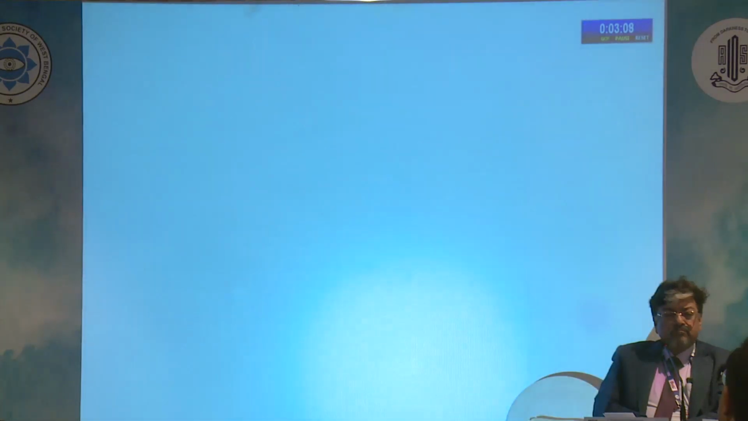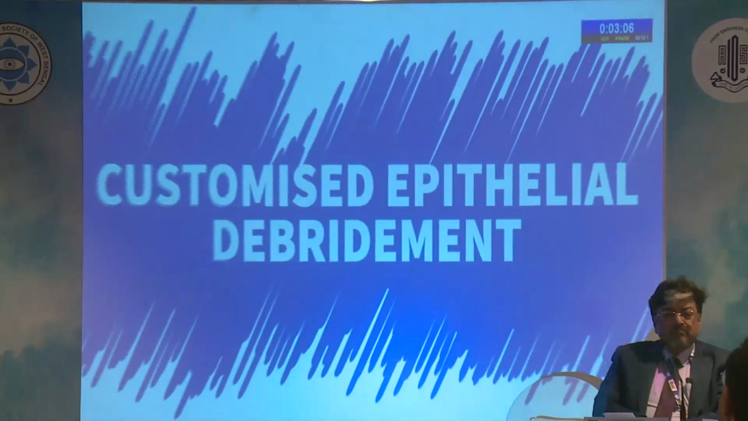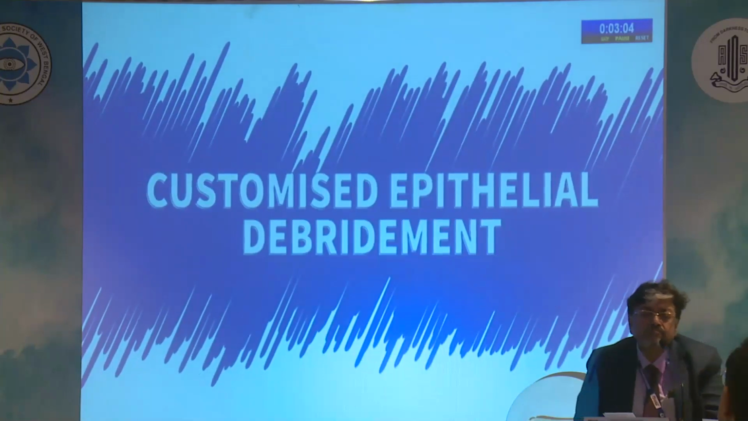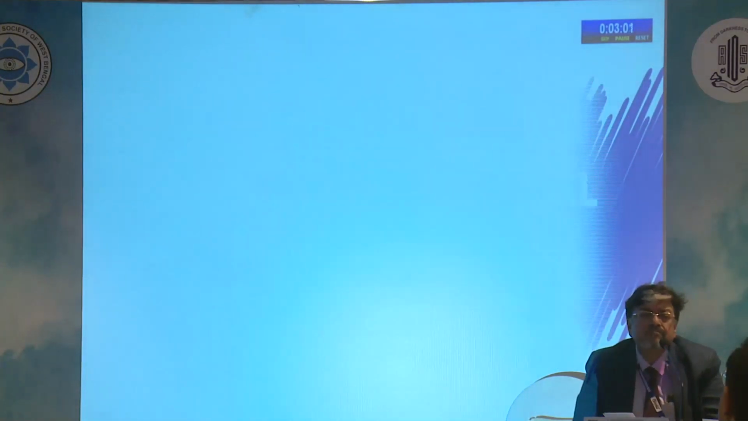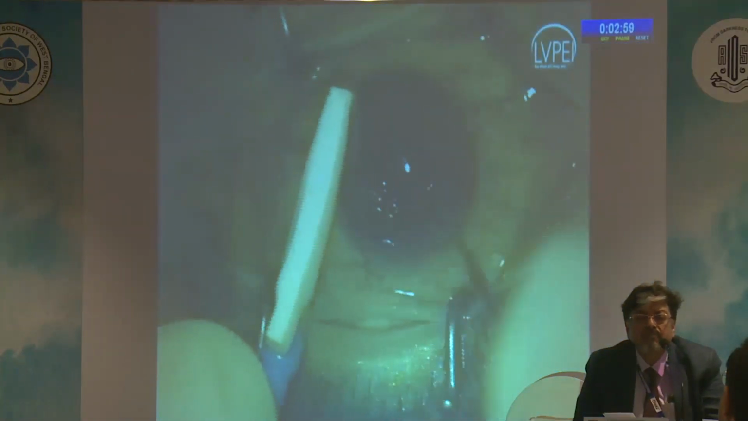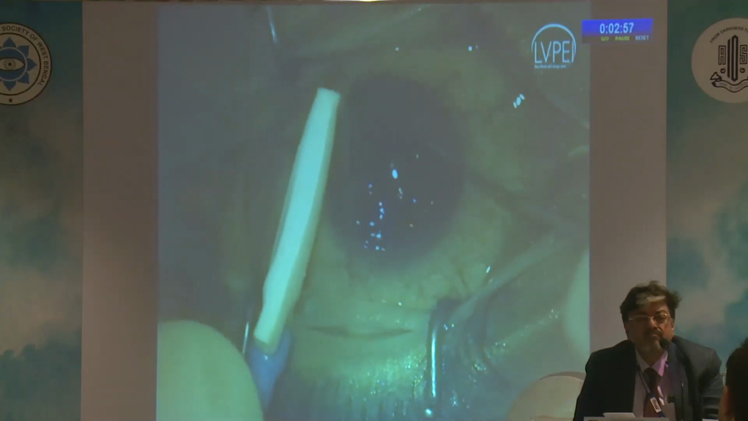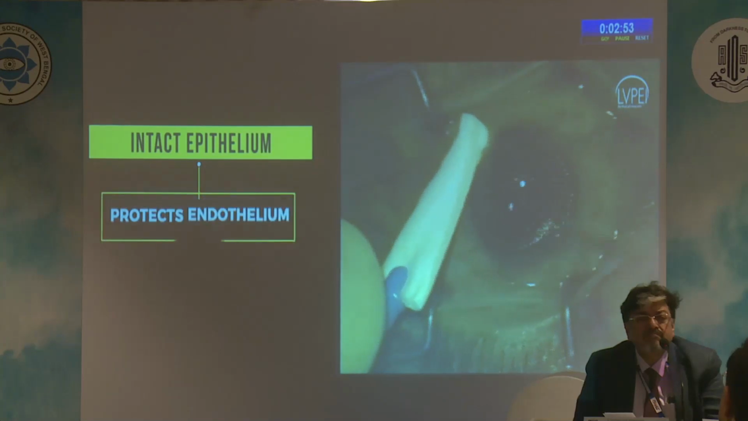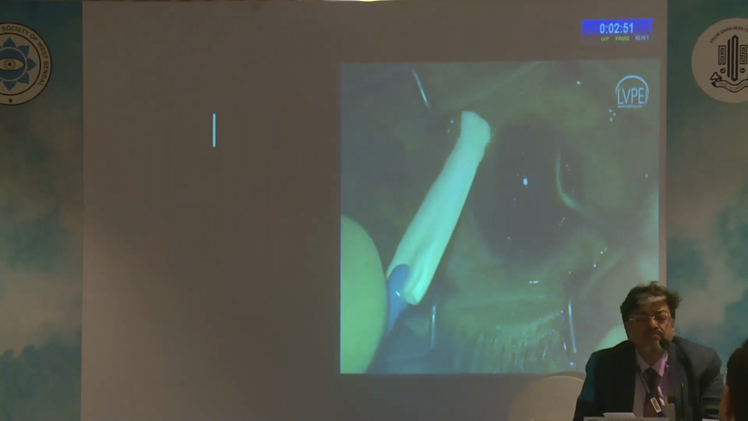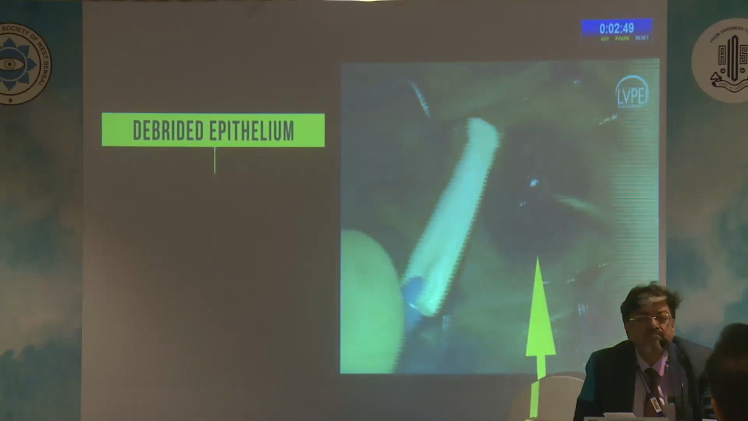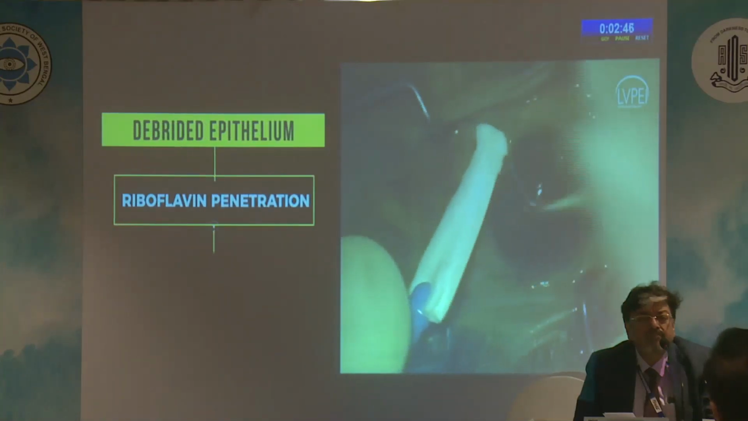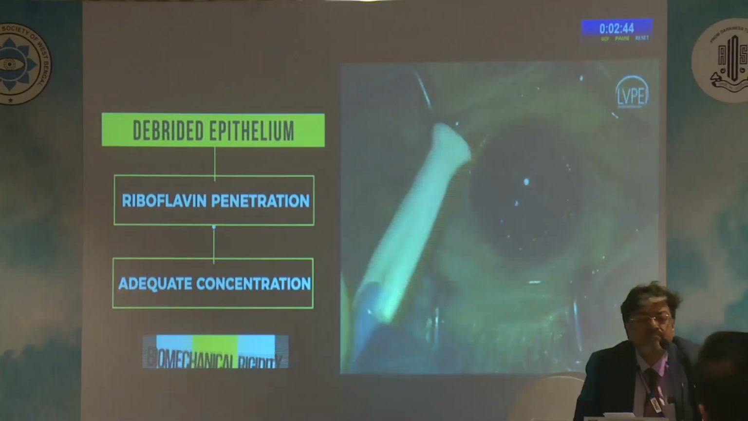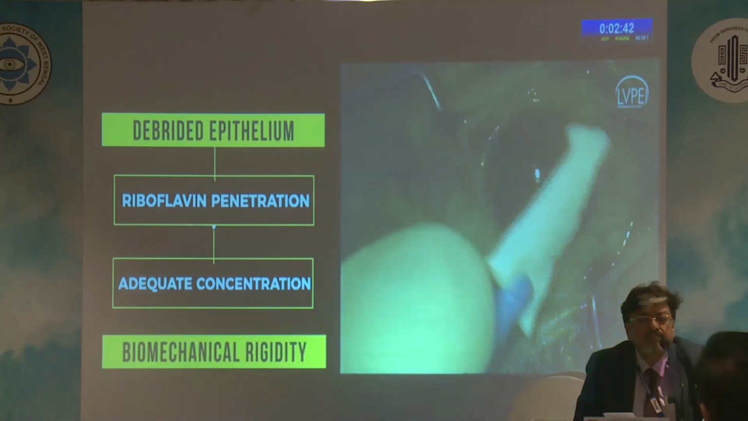In 2009, Quiñones et al. came up with the idea that instead of debriding the entire epithelium, a customized debridement sparing the epithelium over the cone of the keratoconic cornea can be carried out. While this intact island of epithelium protects the thinnest part of the cornea, the debrided area elsewhere allows increased riboflavin penetration and adequate stromal concentration, resulting in increased biomechanical rigidity.